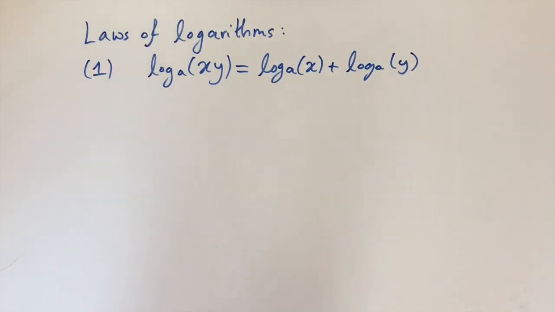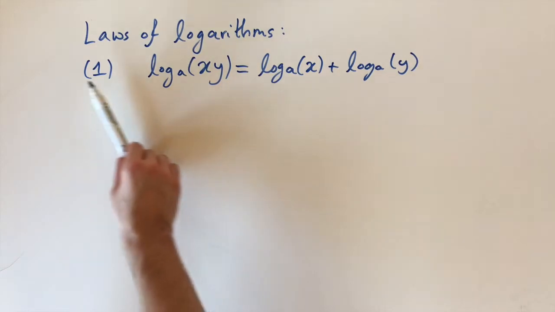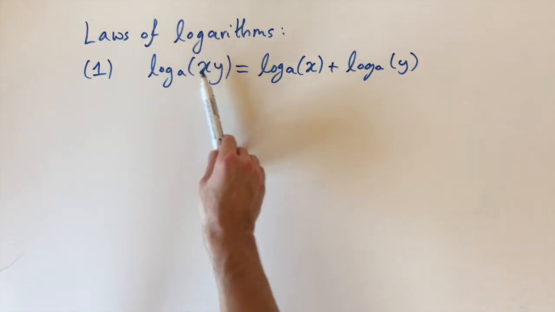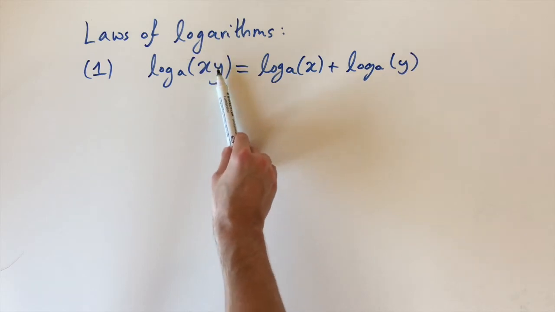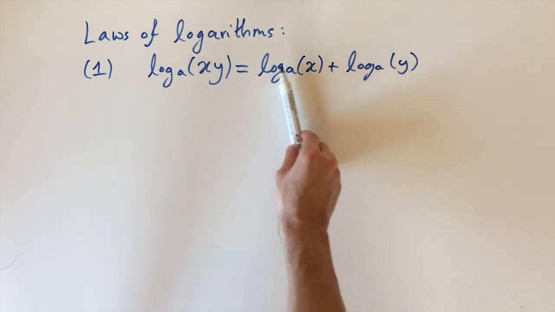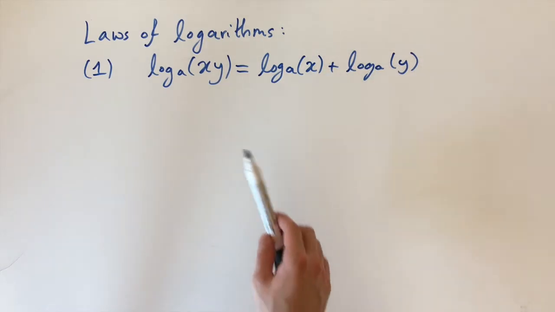Okay, in this video I plan on proving the three main laws of logarithms. So first off we have the law of multiplication, where if we want to take the logarithm of the product of two numbers, x times y, this is just the same as the sum of two logarithms, log of x plus log of y.